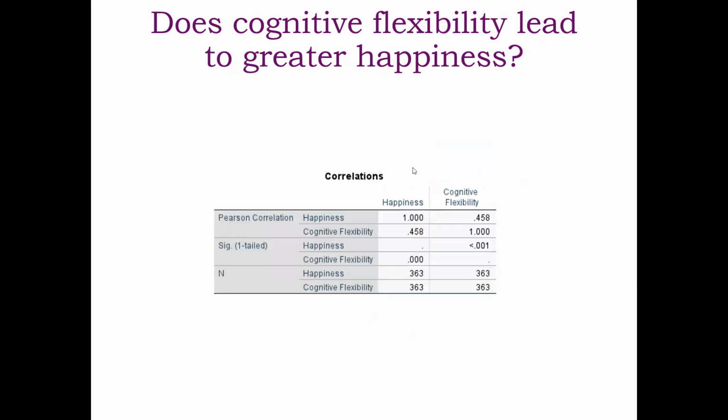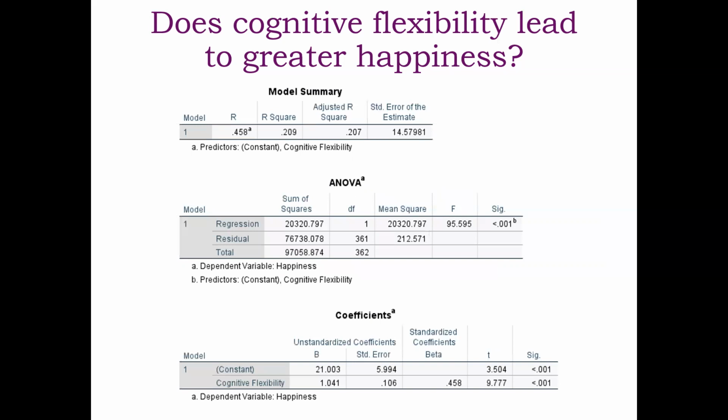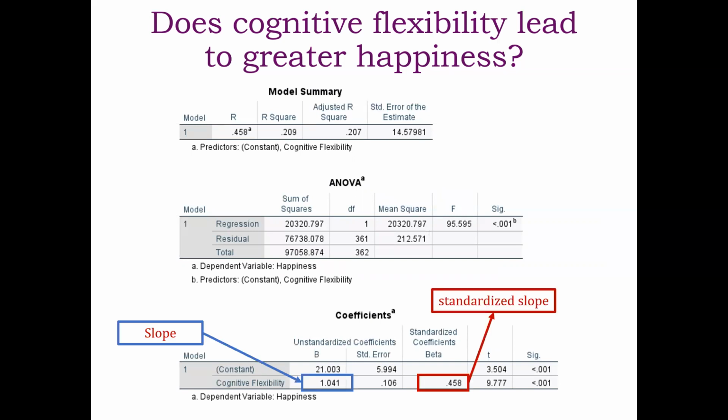We saw that before. If we do our correlation, we see it's a pretty strong correlation, 0.458. And then we can also use regression. We can see the slope right there, right? We can see the standardized slope, which is the same as the correlation coefficient, and R, if there's only one predictor variable. We can also see R squared is 0.209. You can see the sums of squares as well. This is all your regression output.